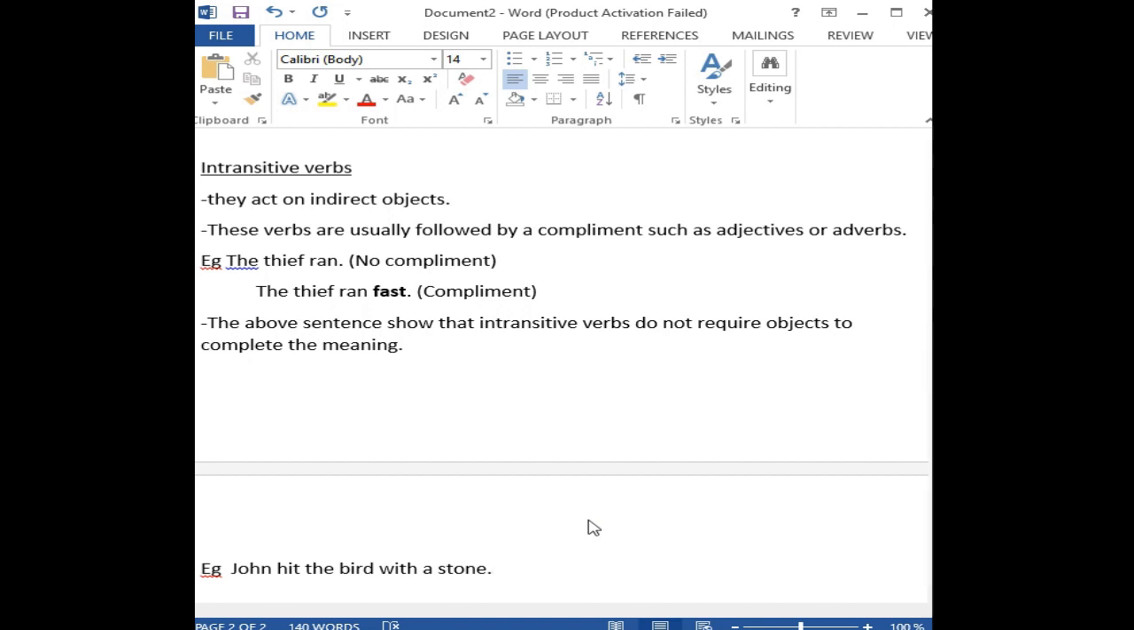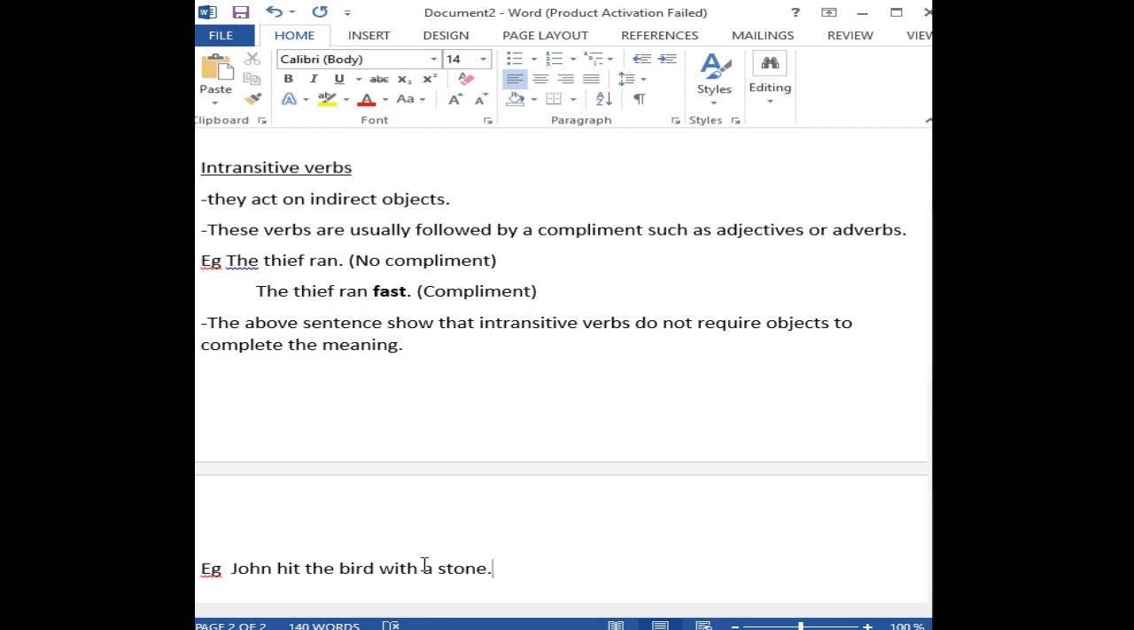Now, if you're keen, this stone had to be thrown before the action of hitting occurred. So if you say John hit the bird, that's okay. But what did he use to hit the bird? He used a stone. So the bird is our direct object because it was hit.